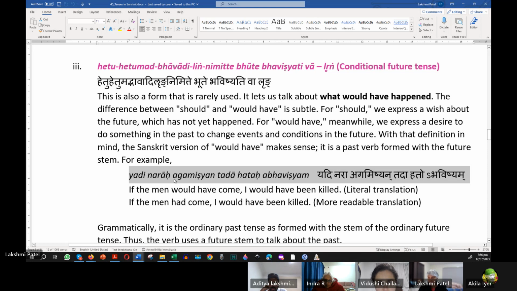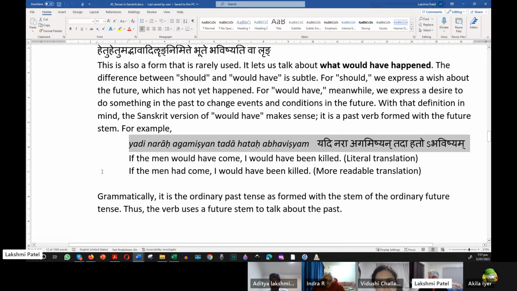So, agamisyan, te agamisyan, yadi te agamisyan, tada aham hataha abhavishyam. So these are the kind of forms that this, grammatically it's the ordinary past tense as formed with the stem of the ordinary future tense. Don't worry about it. But this is what it means, that there is a cause behind it. There is a cause and therefore this action would have happened.